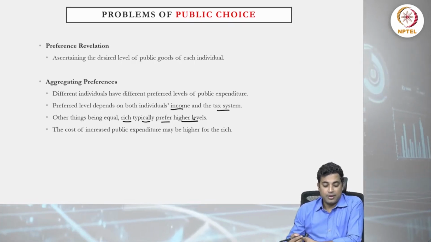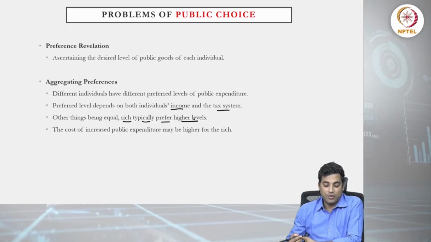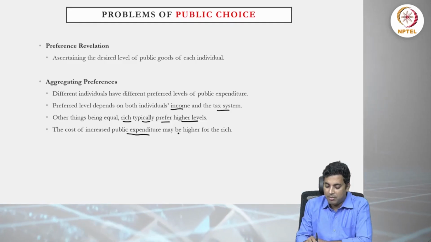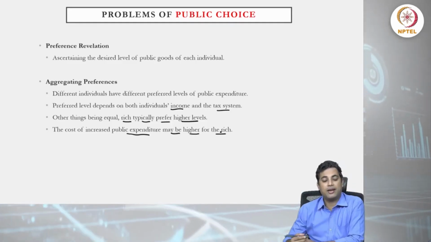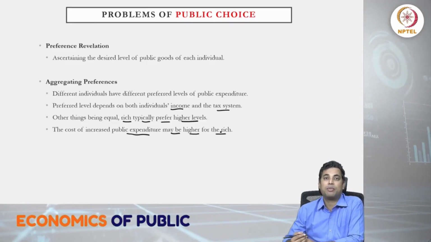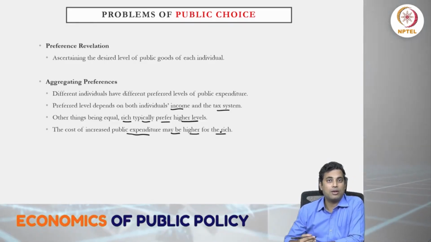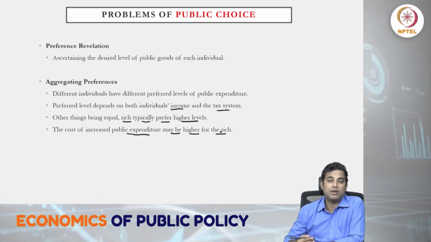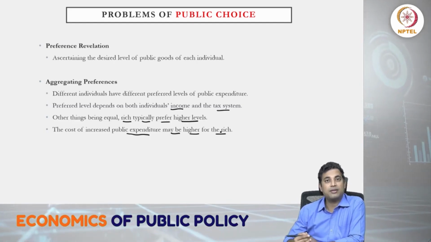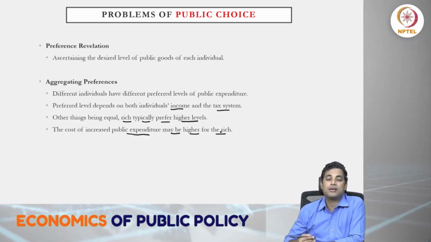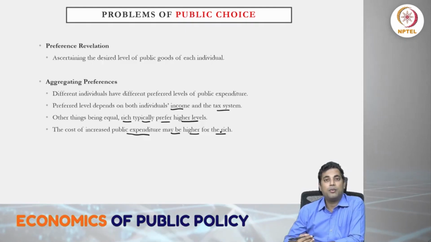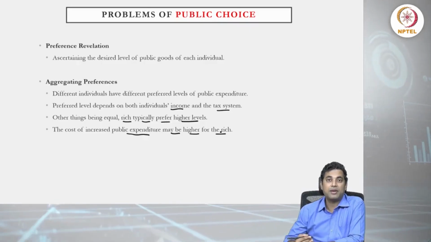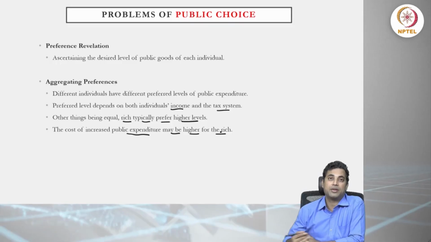The fourth point in aggregating preferences when we have a problem is that the cost of increased public expenditure may be higher for the rich. So again, while aggregating the preferences of all the groups of people, we see that different statuses are already there based on their economic classifications. Therefore, these are the issues that we always face when we talk about public choice theory, when we try to aggregate preferences and then try to make any public policy.